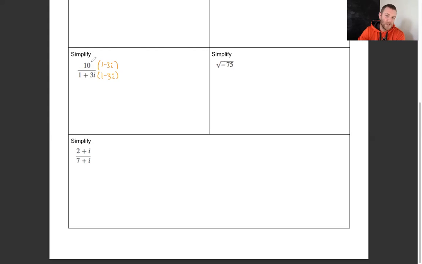Okay, so up top, we've got 10 times 1, 10. 10 times negative 3i, negative 30i. On the bottom, we've got a FOIL. 1 times 1 is 1. 1 times negative 3i is negative 3i. 3i times 1 is positive 3i. And 3i times negative 3i is negative 9i squared.